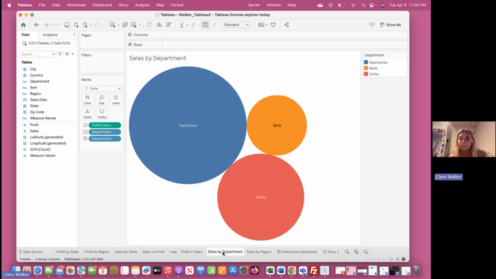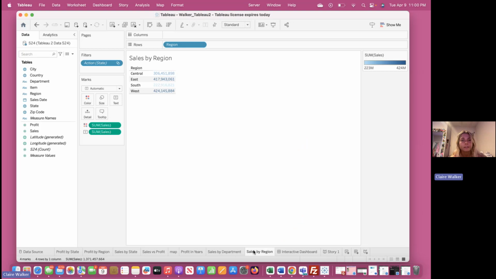Next, I did sales by department. I think this is really nice because it kind of shows which departments are making the most sales, the most money. That way they know which to focus on, obviously, for other purposes as well. Next, I did sales by region. This one I thought was also important because it shows by each region which one had the highest sales, and it does replicate the profit by region, which is interesting.